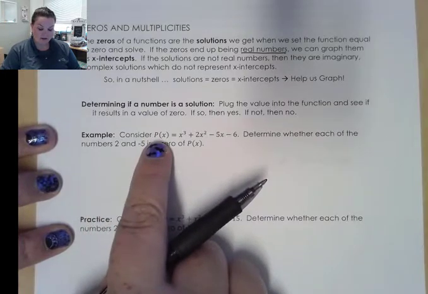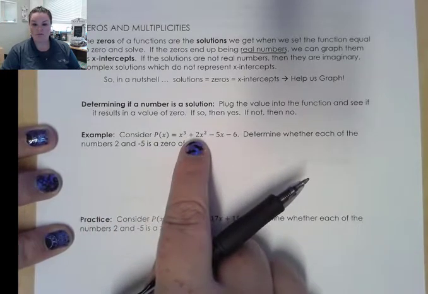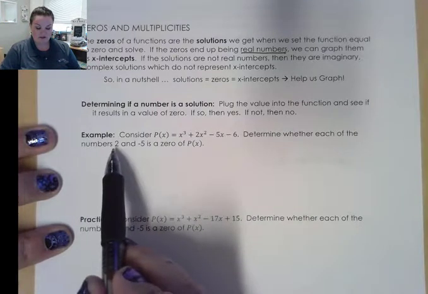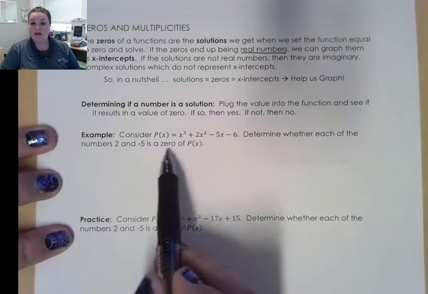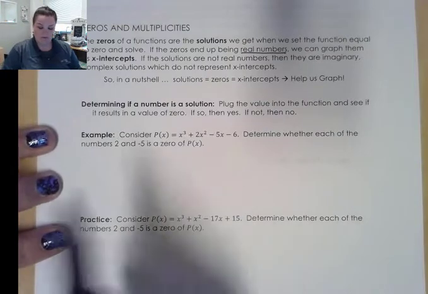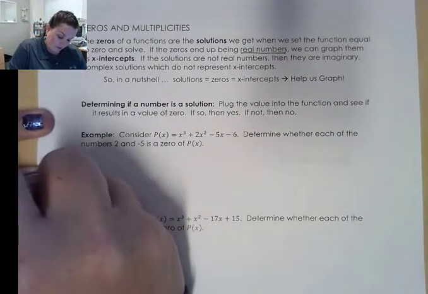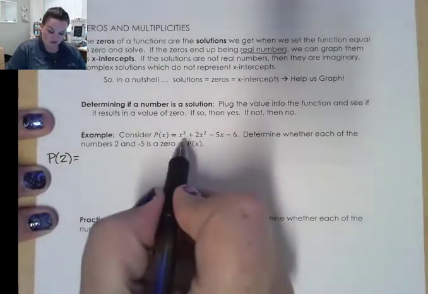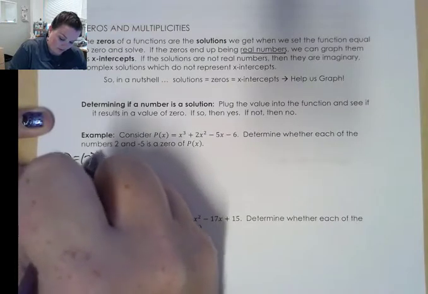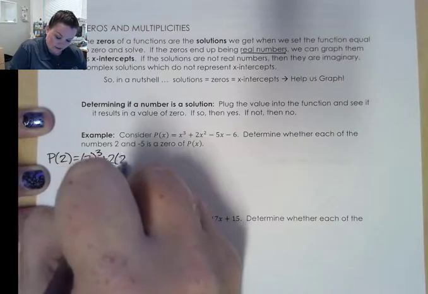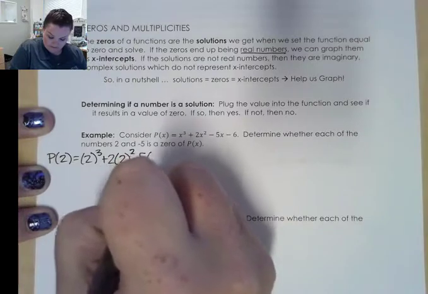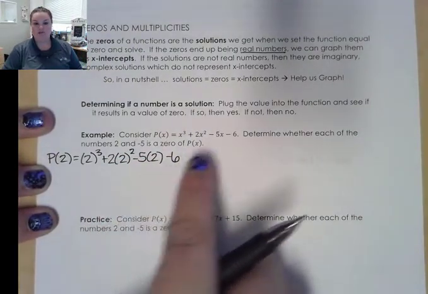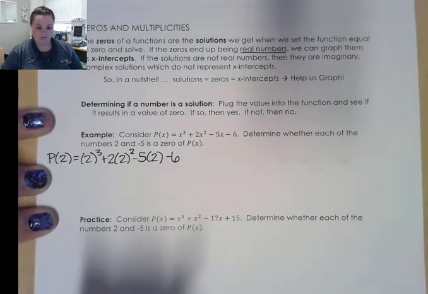Okay, so let's look at this example. It says, consider p of x is equal to x cubed plus 2x squared minus 5x minus 6. And we want to determine if the numbers 2 and -5, if either of them are a 0 of this polynomial. So to determine if they're a 0, all we're going to do is plug it in. So we plug 2 into our function. Our function says to do our input cubed plus 2 times our input squared minus 5 times our input minus 6. So we're just plugging in a 2 everywhere we see an x in the original and simplifying.